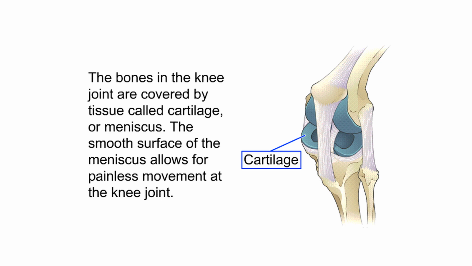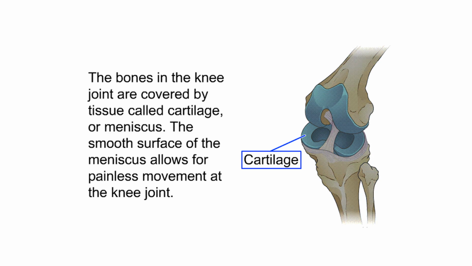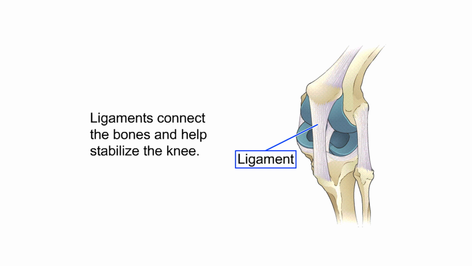The bones in the knee joint are covered by tissue called cartilage or meniscus. The smooth surface of the meniscus allows for painless movement at the knee joint. Ligaments connect the bones and help stabilize the knee.